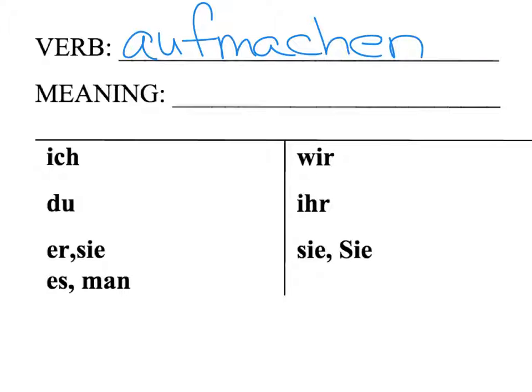Aufmachen. Do you know what aufmachen means? To open. So you could use it with a door. You know, mach die Tür auf. Or it could be like to unwrap a present, like you open a present. Okay. Alright. How do you conjugate it for ich?